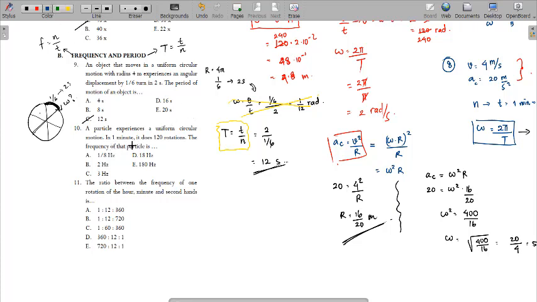Number 10. You have time 1 minute, equals to 60 seconds, and does 120 rotations. The frequency of the particle is n divided by time, and it is 120 divided by 60. The result is 2 hertz. The unit of frequency is hertz.